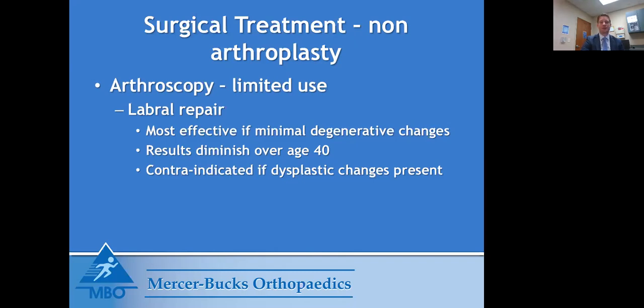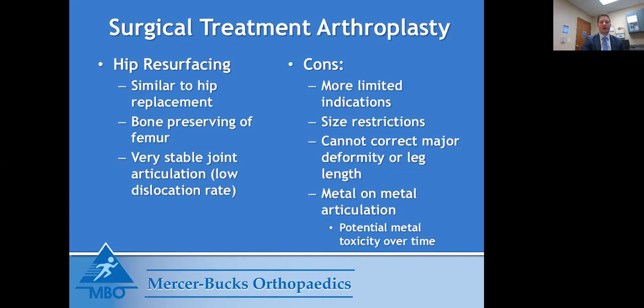The results start to decrease in patients over the age of 40, so the outcomes are not as good in patients over 40. And if there are any structural changes or anomalies to the hip, then arthroscopy is really not indicated. When we're talking about arthroplasty, there are two types of arthroplasty treatments.